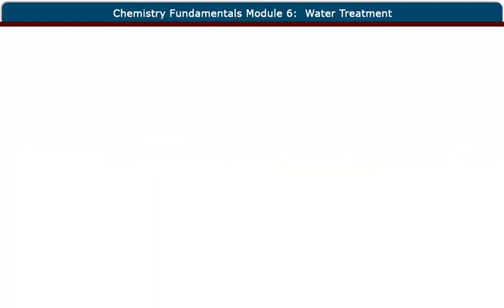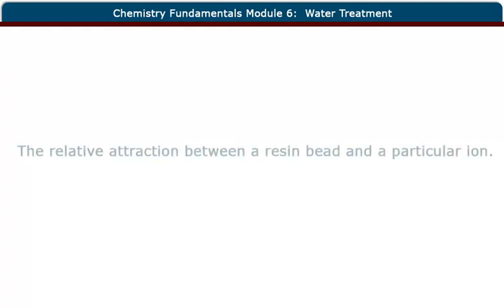Now that we have an idea of what the beads look like, we'll now discuss how the process works. Ion exchange works because of the concept called relative ion affinity. The word affinity just means likability or attraction. So here we're talking about the relative attraction between a resin bead and a particular ion.